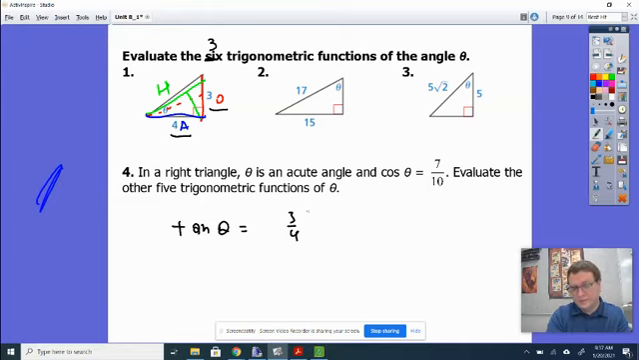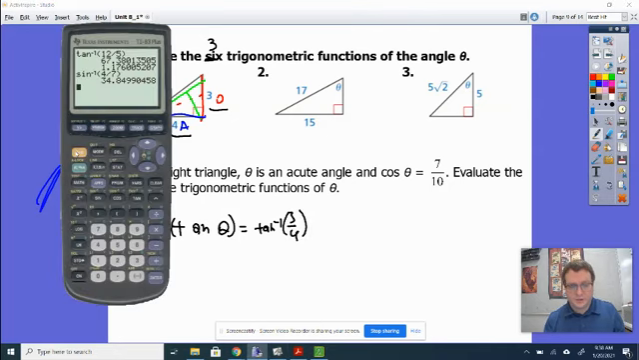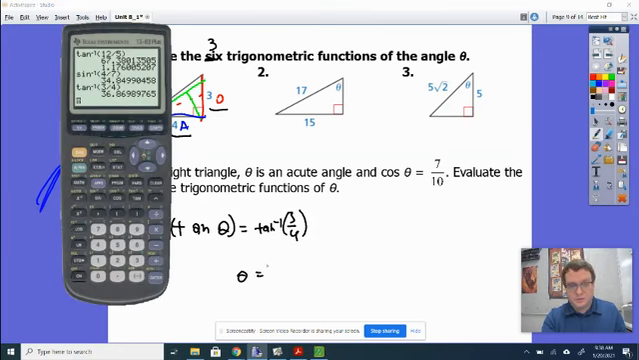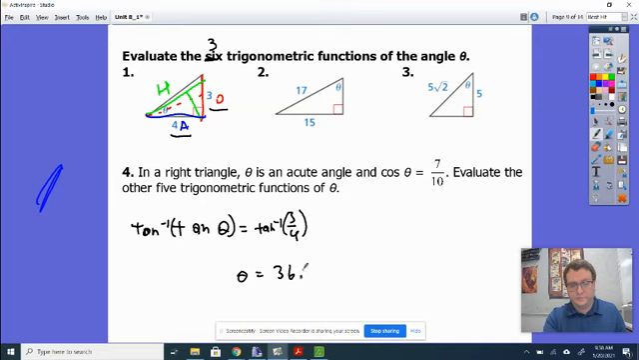3 over 4. Inverse tangent. Do it to one side, need to do it to the other. Let the calculator do the rest of the work for us. Inverse tangent, 3 divided by 4. So theta is equal to about 36.9 degrees. Okay, so that's it. That's all you have to do for these first ones.